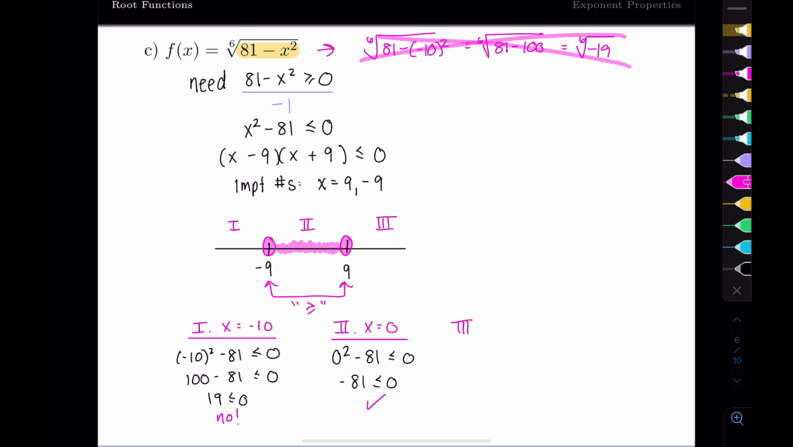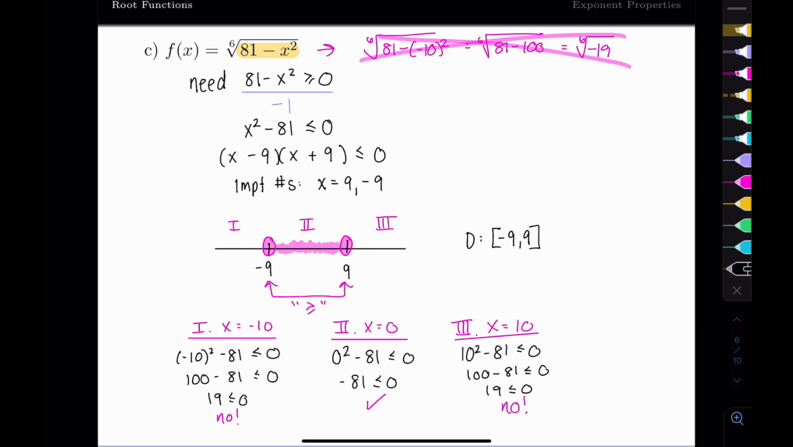Our third and final interval, we can pick positive 10 from there. And that would give us 10 squared minus 81 needs to be less than or equal to 0, which leaves us honestly with exactly what we had before. 19 is less than or equal to 0. So this interval is no good for us. Okay. So ultimately, just interval 2 is going to work out. So our domain is from negative 9 to 9, and we can equal these endpoints.